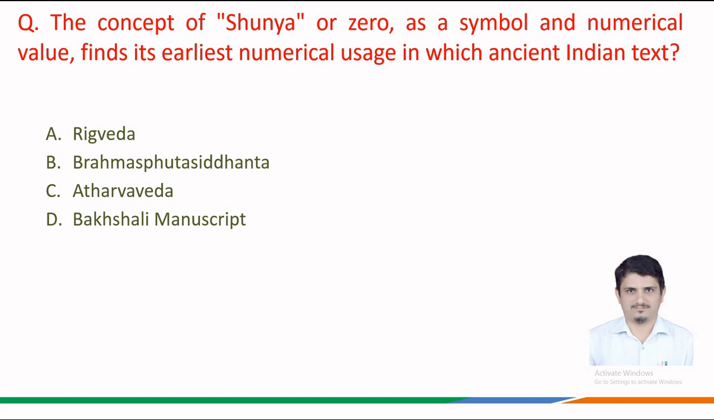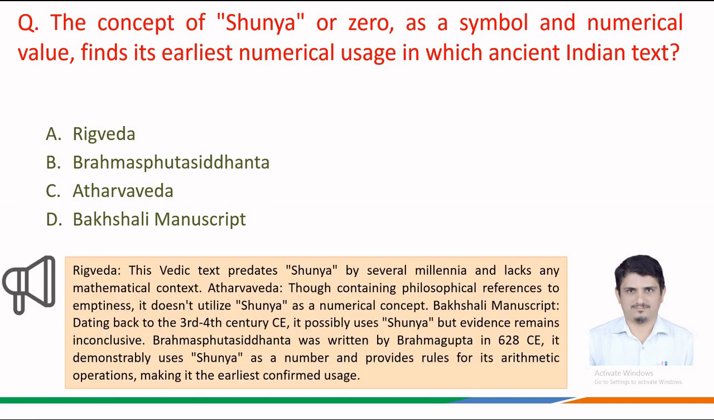What we must know to answer this question correctly is Rigveda is the text that predates Shunya by several millennia and lacks any mathematical context. Atharva Veda, though containing philosophical references to emptiness, doesn't utilize Shunya as a numerical concept. Bakshali manuscript dates back to the 3rd and 4th century Common Era. It possibly uses Shunya, but evidence remains inconclusive.